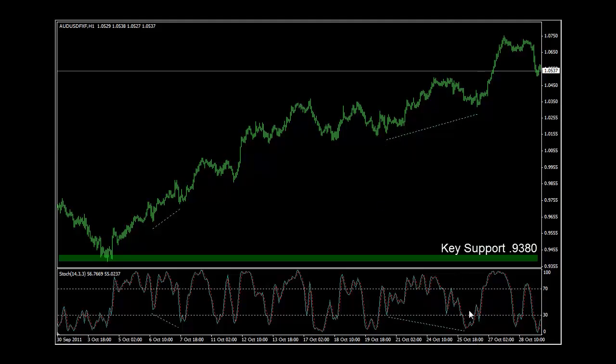But now also notice that we had lower lows in this region here that were not met in the stochastic. So we have a type 1 divergence bullish within a type 2 bullish trend following. That is extremely powerful, okay? And that is a ICT 92 Stinger entry signal, okay?